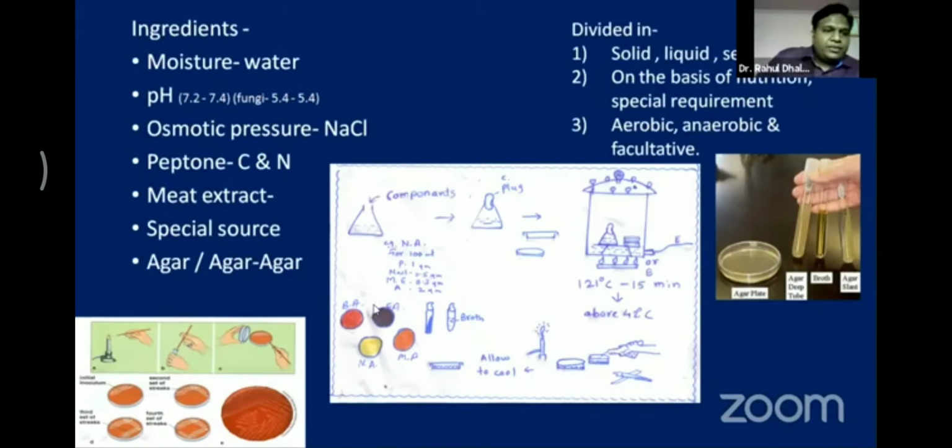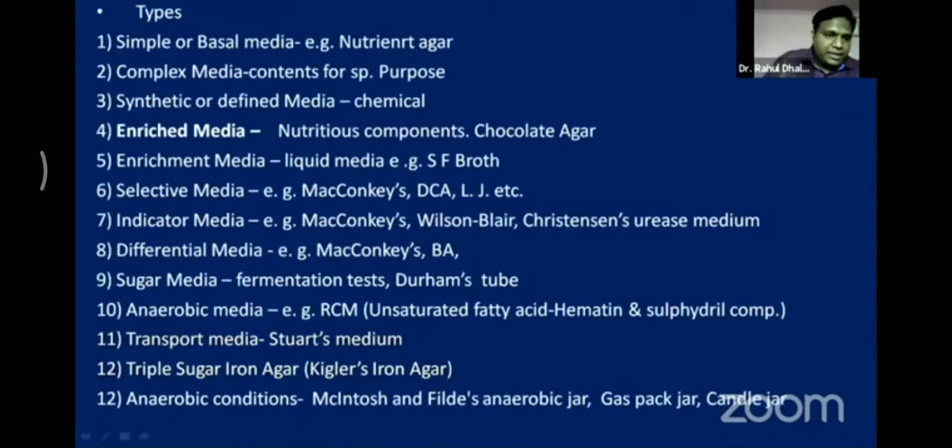Number one, simple or basal media. Why basal? By using this media, you can prepare other media. Then complex medium, which contains a special source for a special purpose. Then synthetic or defined medium, where chemical compounds are used, not organic sources. Enriched medium: when we use highly nutritious compounds like blood, heated blood, egg, or serum in the medium, it becomes an enriched media. Examples are chocolate agar and blood agar.